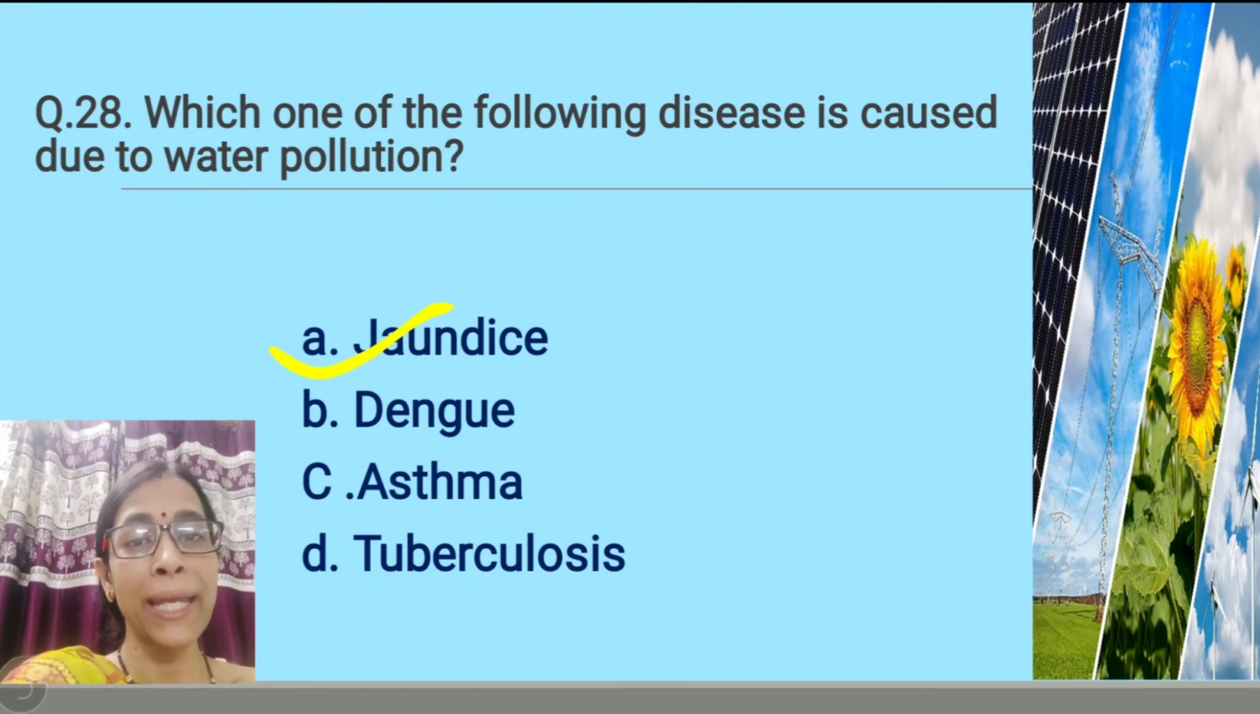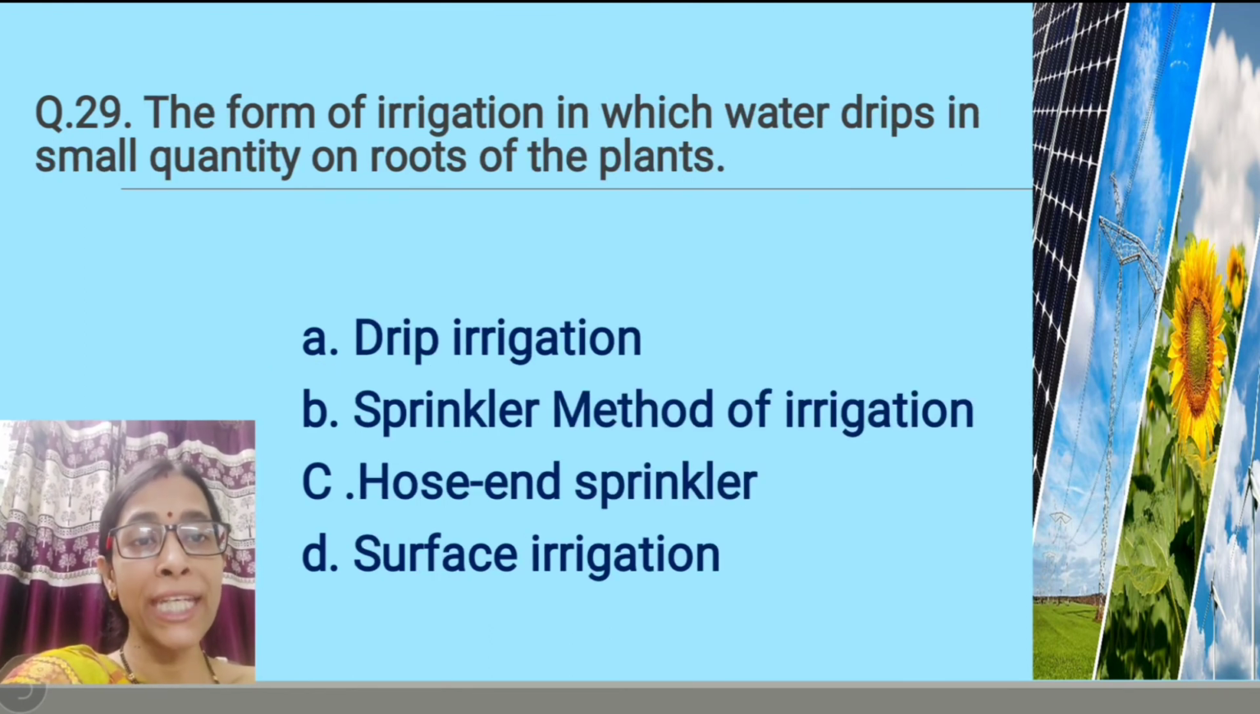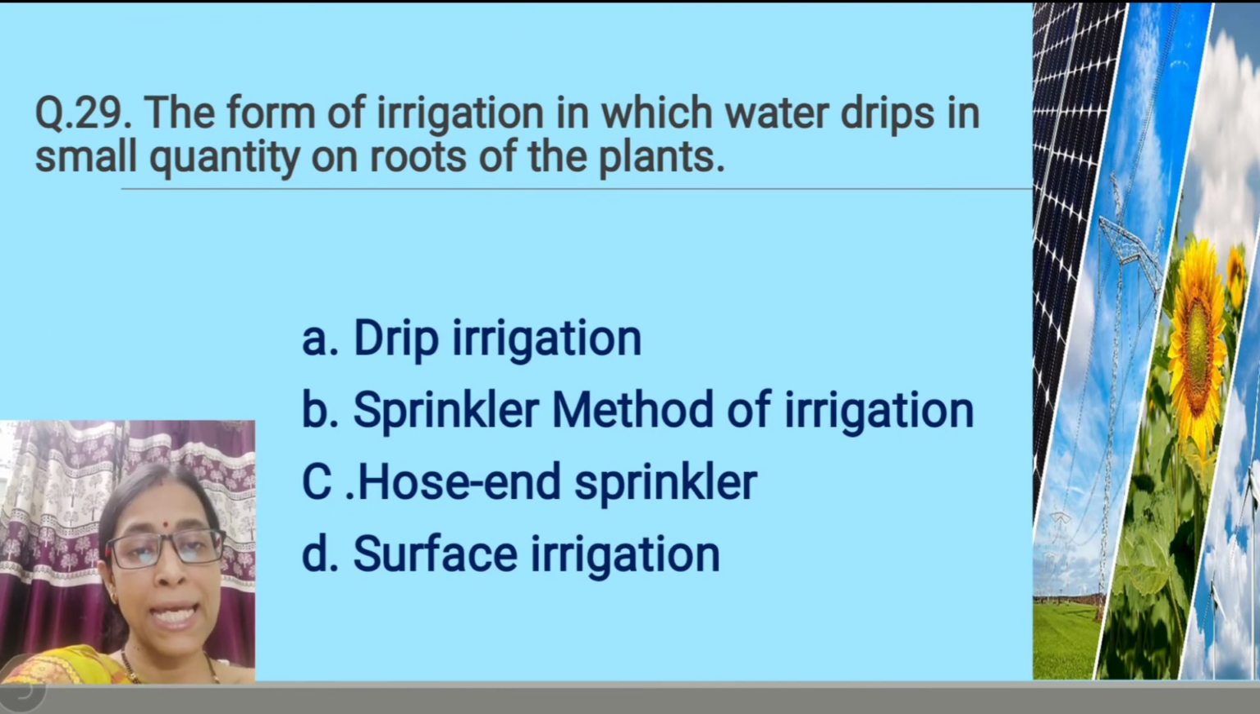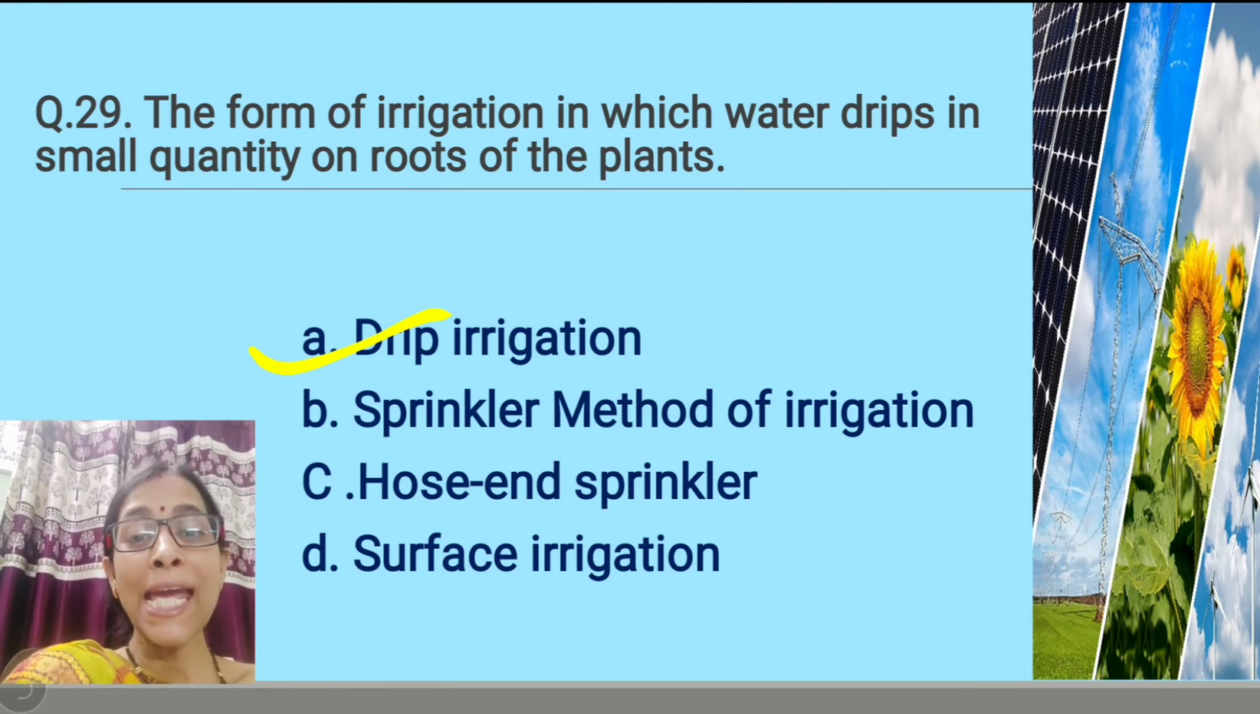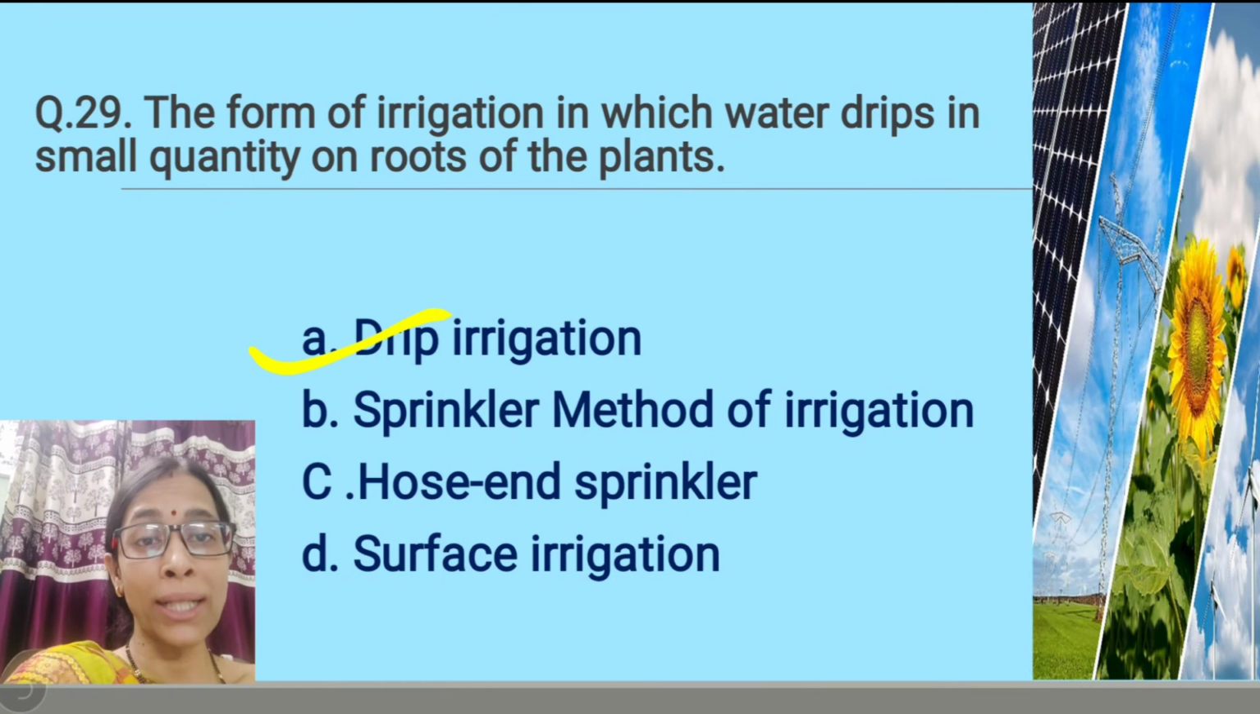That is option A. Question number 29. The form of irrigation in which water drips in small quantity on roots of the plants is called drip irrigation, sprinkler method of irrigation, hose and sprinkler, or surface irrigation. The correct answer is drip irrigation. That is option A. Each plant gets drop water and each drop of water is utilized, and here water is conserved. At the same time, the purpose is also solved. Irrigation is done and water is not wasted.